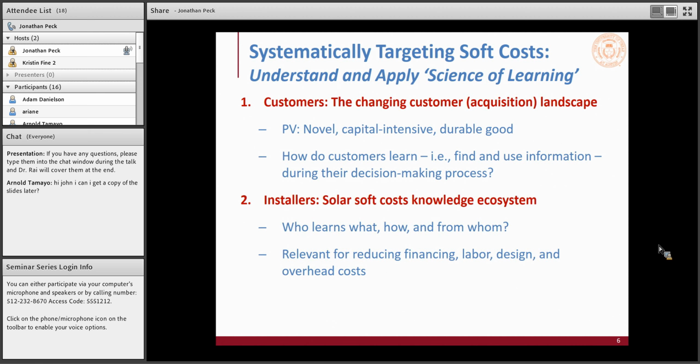A lot of my current work actually focuses on the supply side, on the installers, in particular, how installers learn from each other. And I'll highlight an ongoing 3-year project that we have under the SunShot Initiative that looks at knowledge spillovers and the soft cost knowledge ecosystem. So that's how we are going to organize our presentation time.